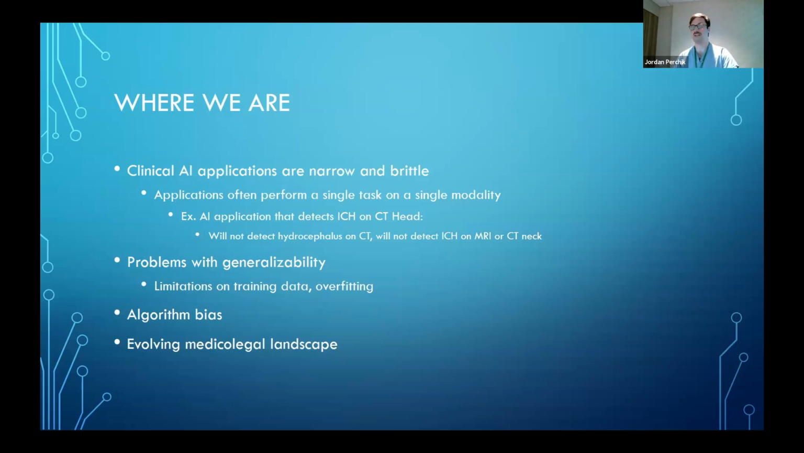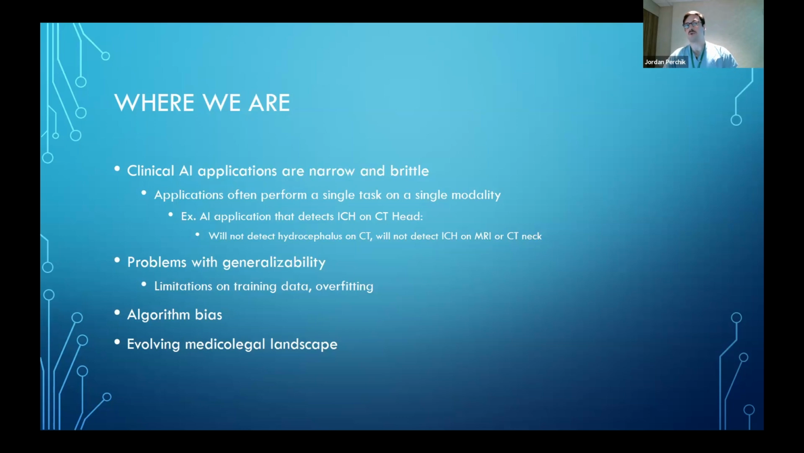So going back to that example of the pneumonia application, that application was able to do very well detecting pneumonia on X-ray, but that's it. It detects pneumonia on a chest X-ray. It does not detect pneumonia on a CT. It does not detect pneumonia on an MRI. It does not detect pneumothorax on CT. It does not detect pneumothorax on X-ray. So these are very narrow applications, and we have to treat them as such.